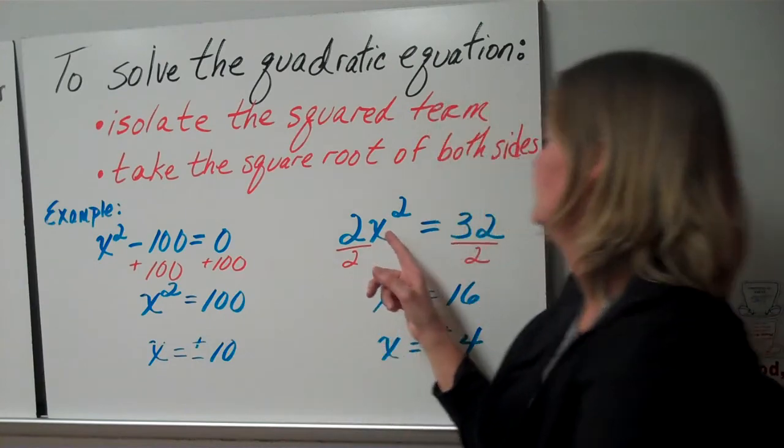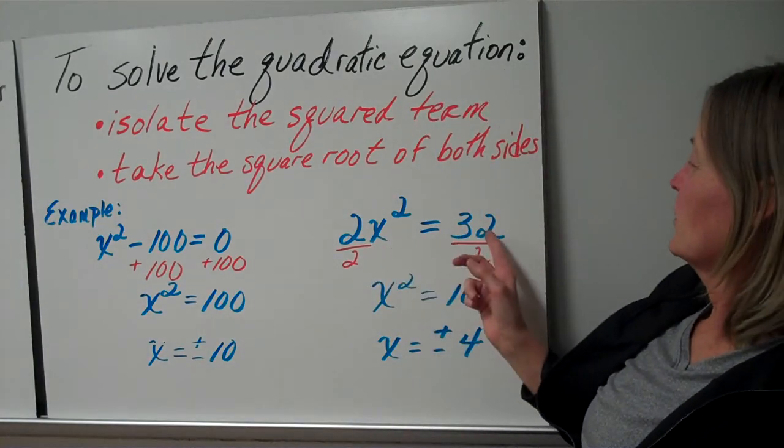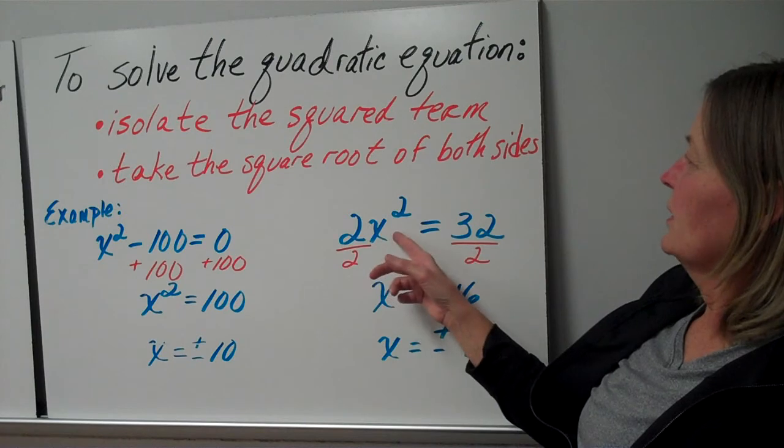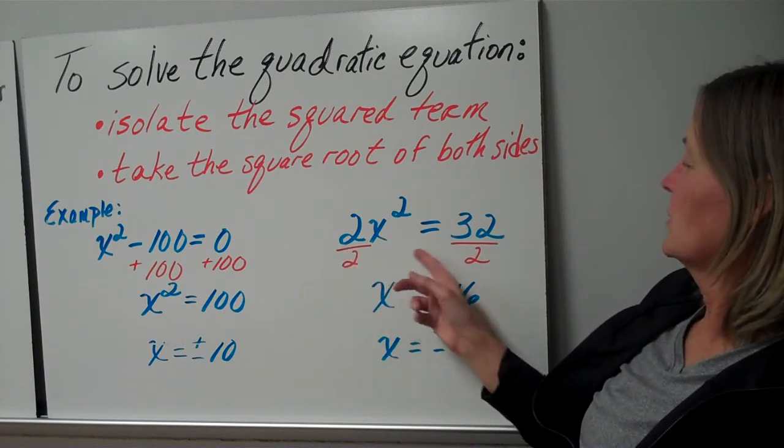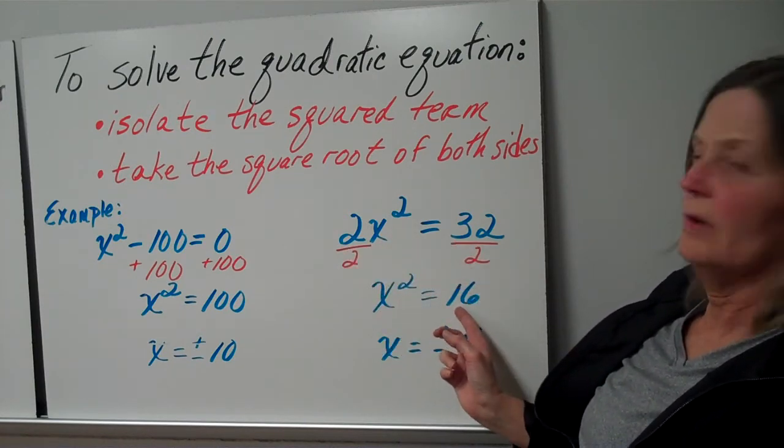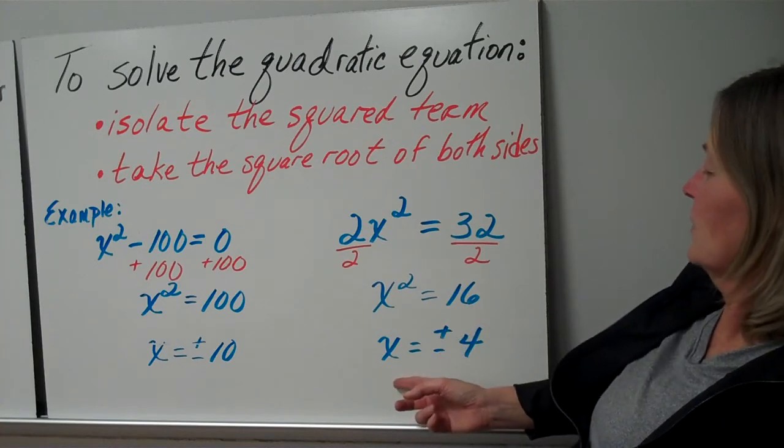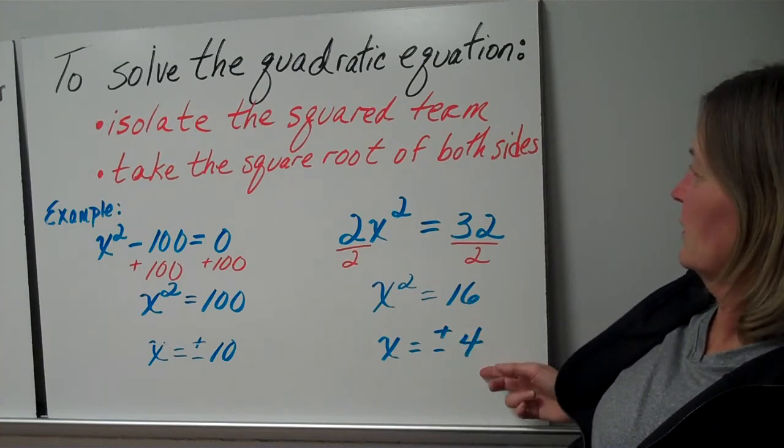Here's another example: 2x squared equals 32. To isolate the x squared, divide by 2 on both sides. X squared is 16. And again, you get two answers. X equals positive or negative 4.